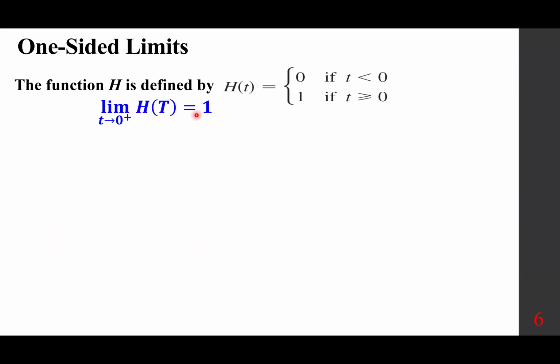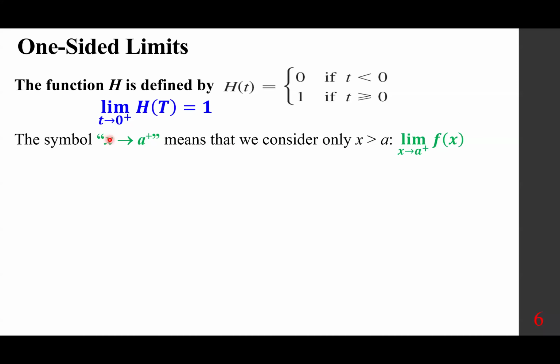The limit of h of t as t approaches 0 from the right equals 1 because you look at the greater than. So the symbol x approaching a from the right, this plus means a from the right, means that we consider only x larger than a. Limit of f of x as x approaches a from the right.